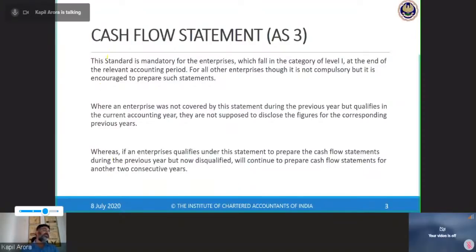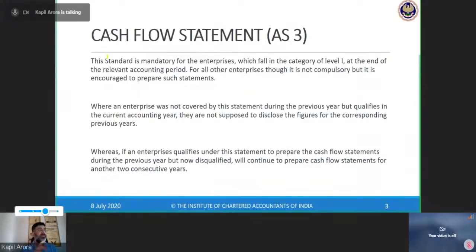I'll just tell you that which companies are required to follow, right? Which companies are required to follow cash flow statement, or which companies are not required to follow cash flow statement. If you remember, in corporates, right? In corporates, we have two categories now, right?